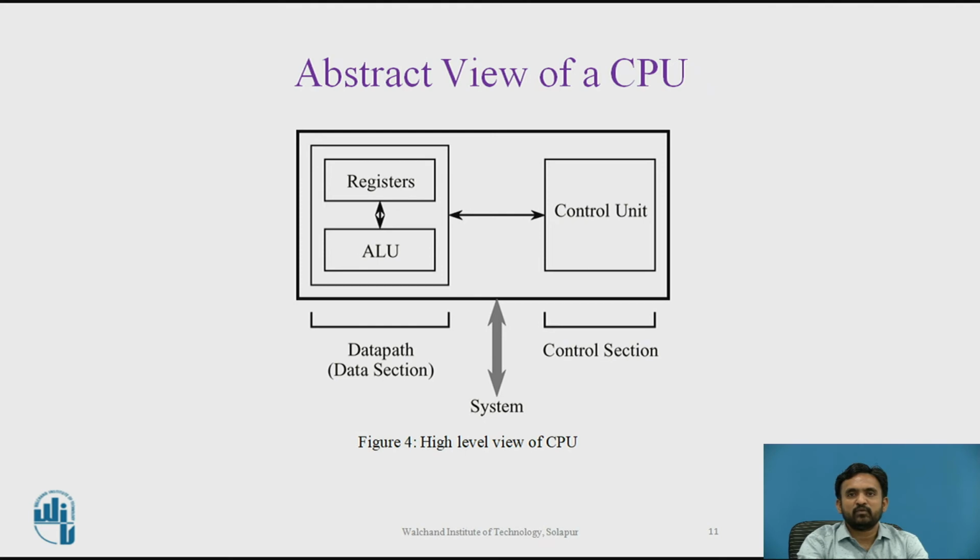Regarding the abstract view of a CPU, now that we are familiar with the basic components of the system bus and memory, we are ready to explore the internals of the CPU. At a minimum, the CPU consists of a data section, which contains registers and the ALU, and a control section, which interprets instructions and effects register transfers, as we are explaining with this figure. The data section is also referred to as the data path. We will look at the data path in the next slide.